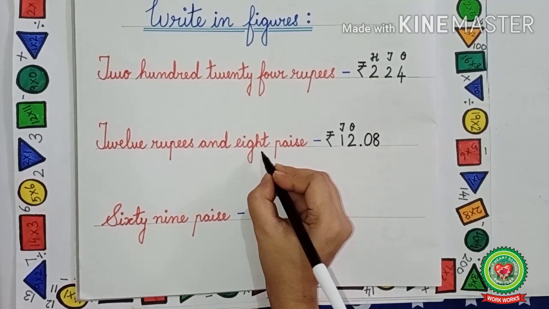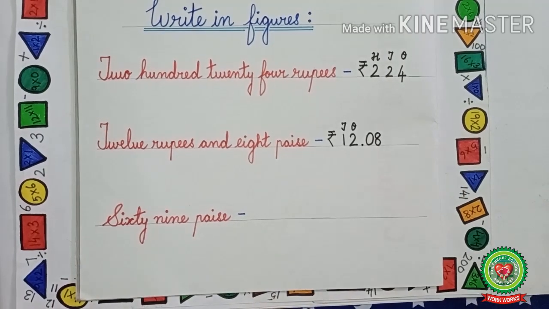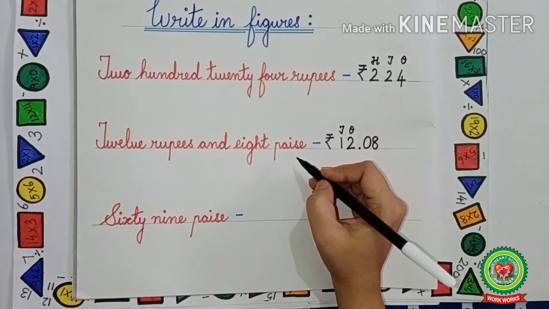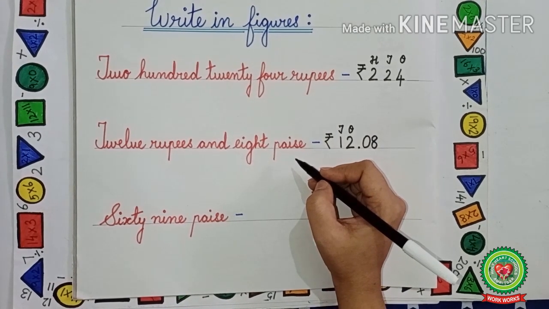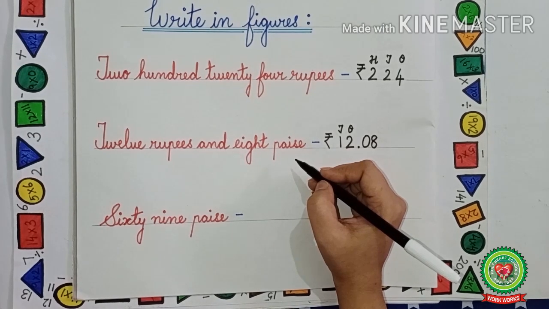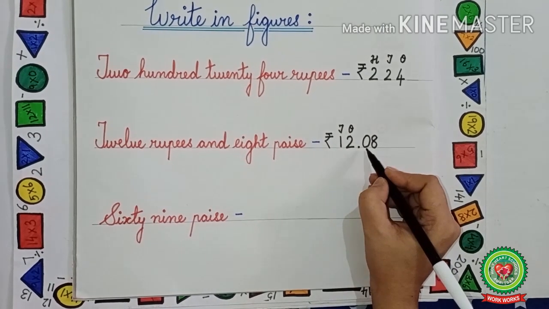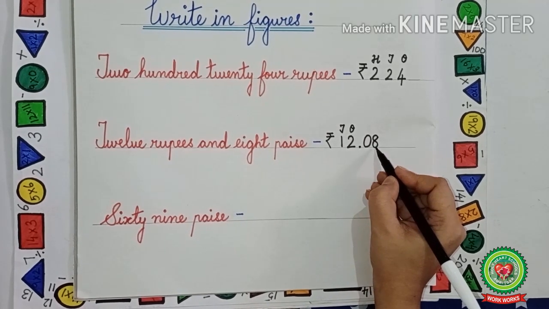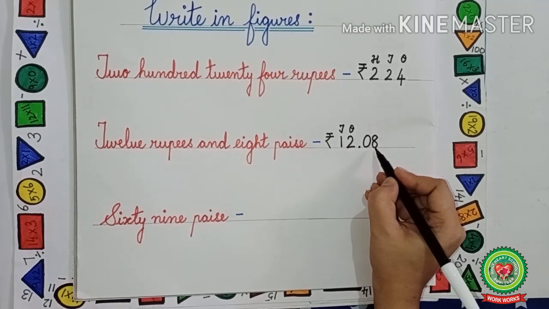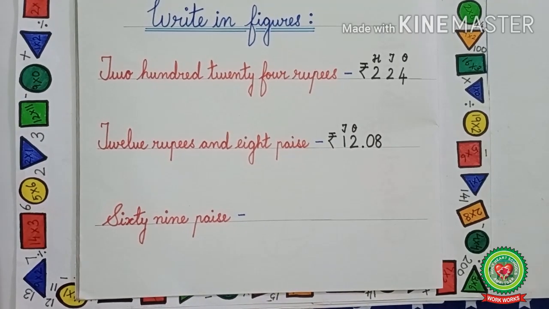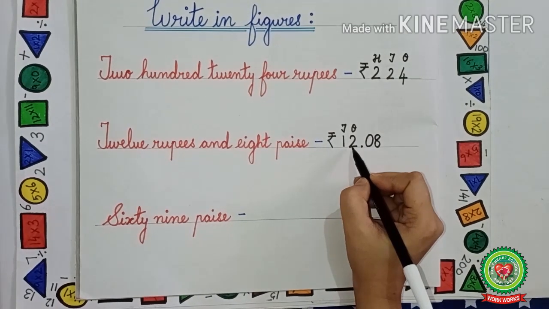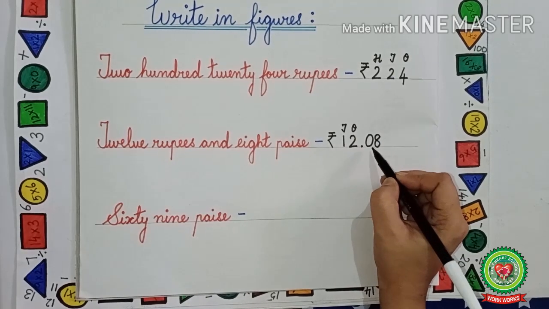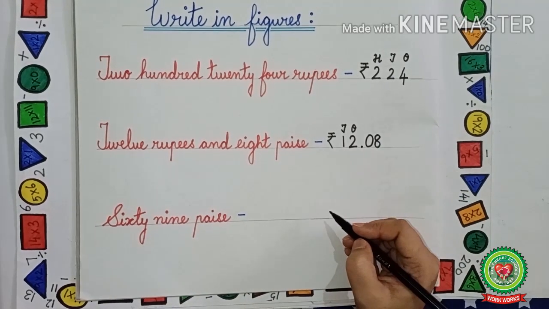Whenever single digit is given like 7 paise, 6 paise, 9 paise, it is not 2 digit, it is only 1 digit. So for that what we will do? We will just write a 0 in front of it to make it 2 digit. Now see 0, 8 paise, that means paise has become 2 digits. So what is the answer? Rupees 12 and 08 paise, or rupees 12.08. Now let us take the next one.